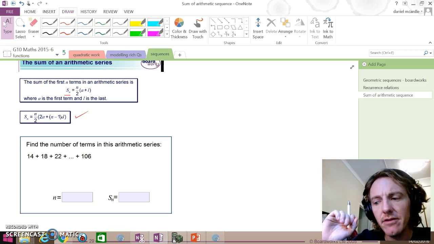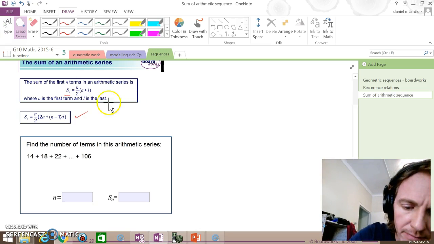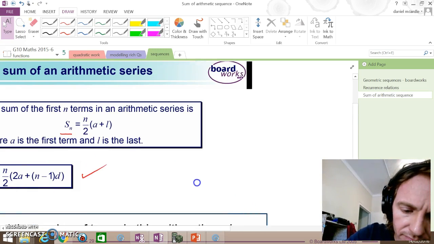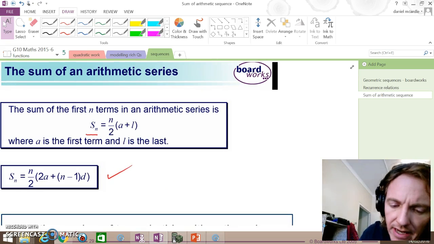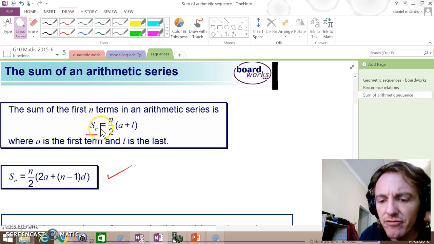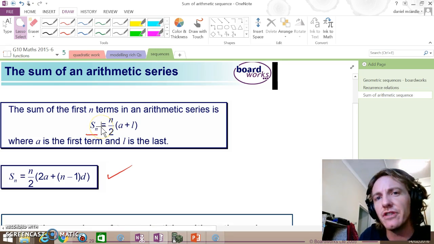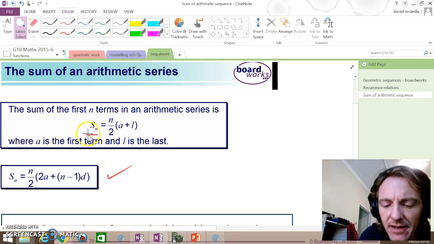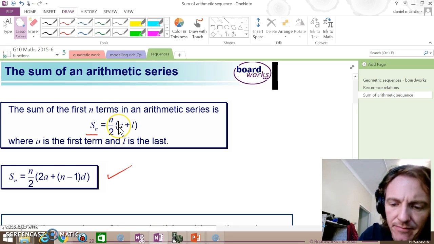So, if you've read your Boardworks lesson, you've hopefully come across this relationship here. We could say Sn stands for the sum of the first n terms, and this is only true for an arithmetic sequence. It doesn't work for geometric sequences, obviously. So we do n divided by 2 multiplied by a plus l.